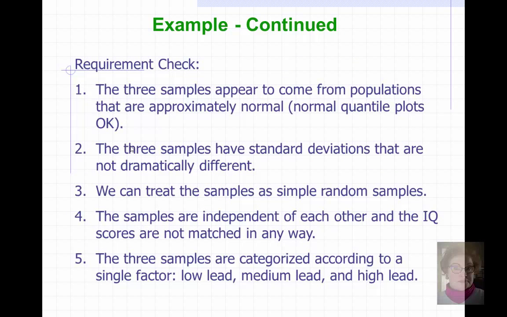So the 3 samples appear to come from populations that are approximately normal. They have standard deviations that aren't dramatically different. We can treat the samples as simple random samples. They're independent of each other, and they are categorized to one single factor, that is lead level.